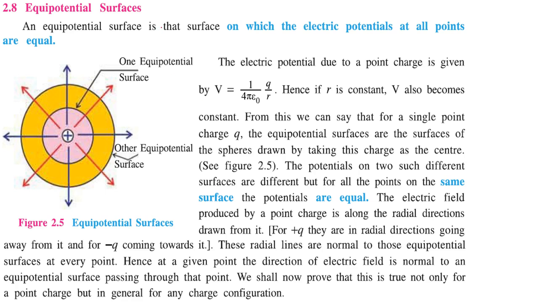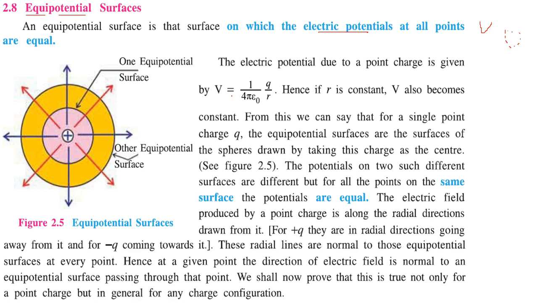Equipotential surface. So what is the equipotential surface? The word equi means equal, and potential we know about, so equipotential surfaces. What is an equipotential surface? An equipotential surface is that surface on which electric potentials at all points are equal.